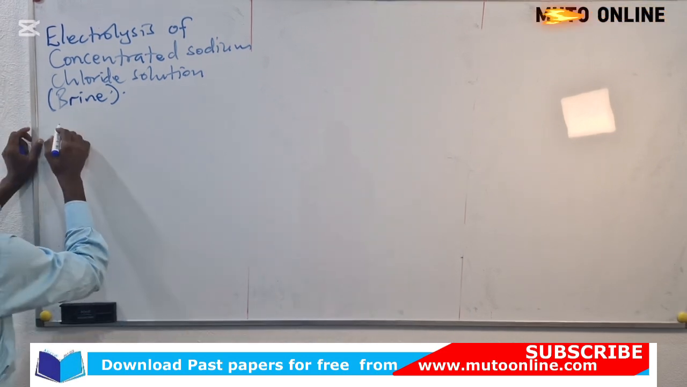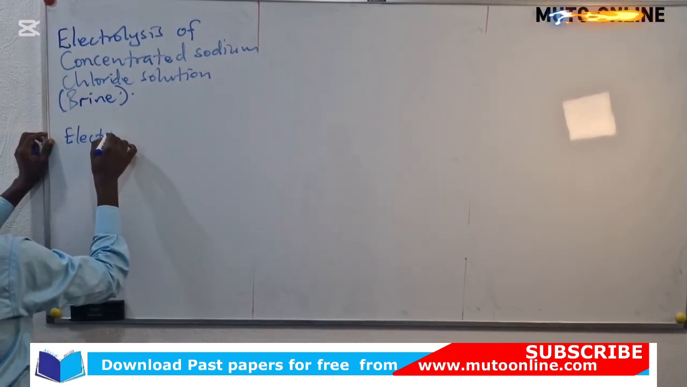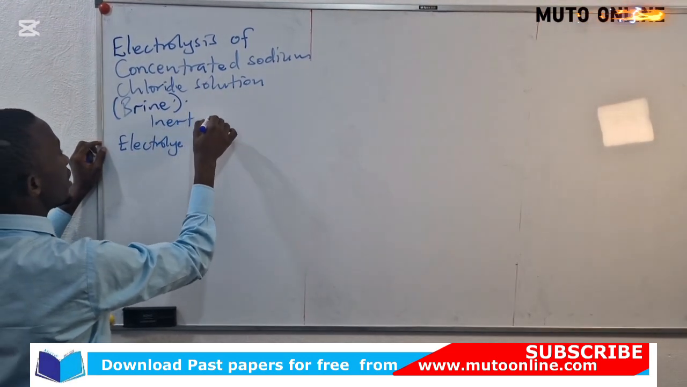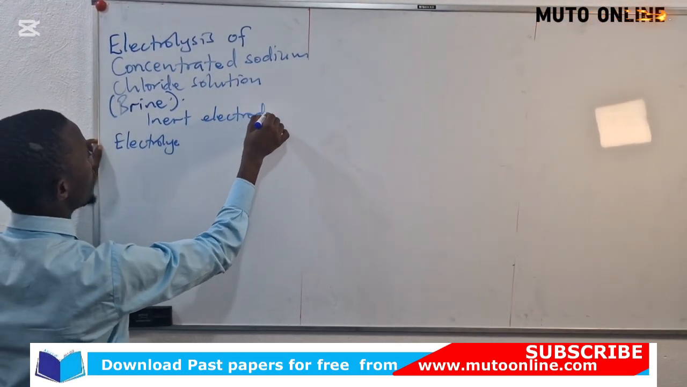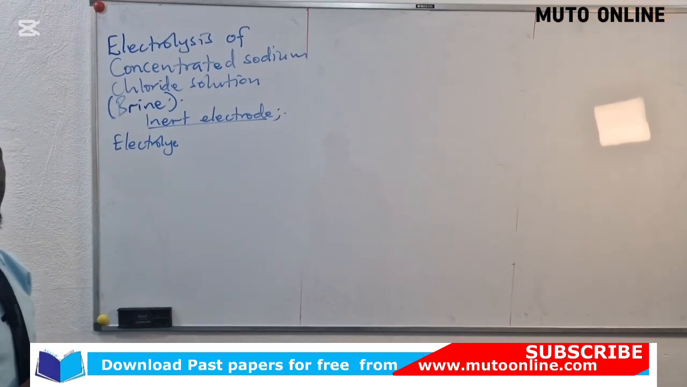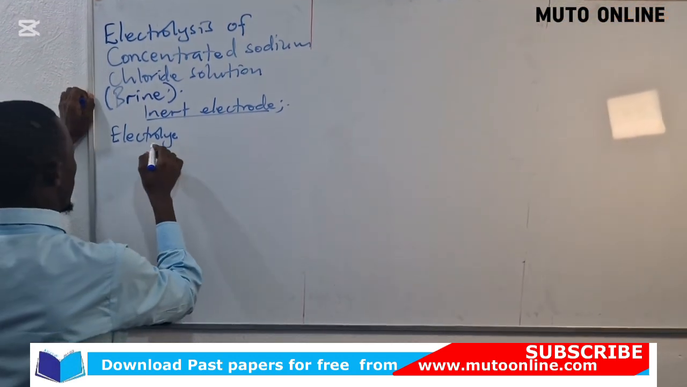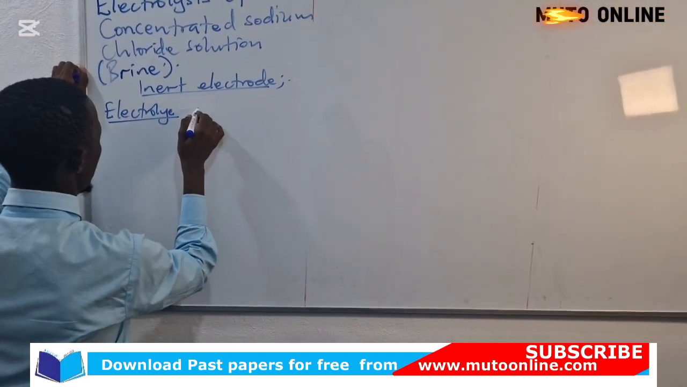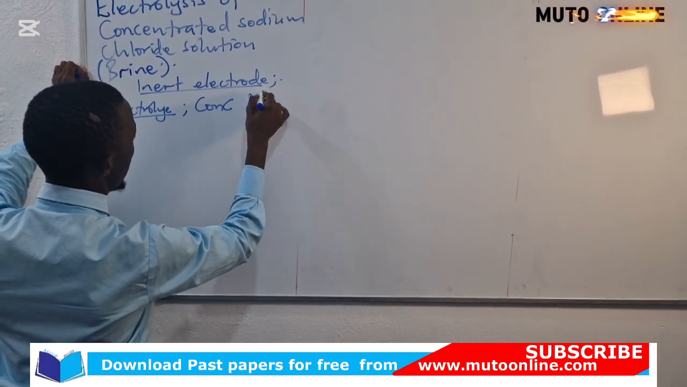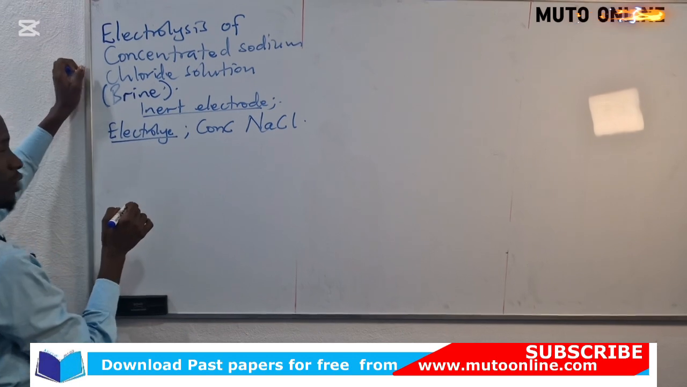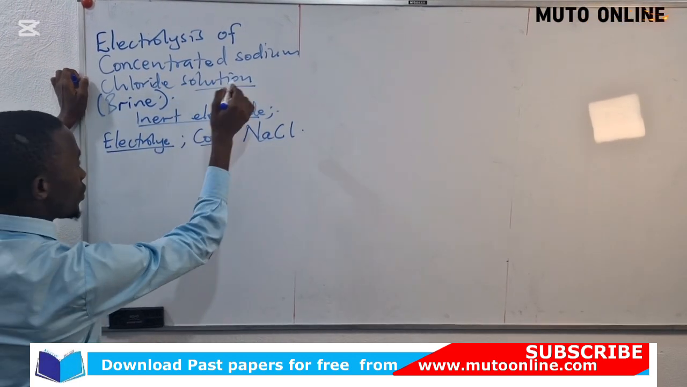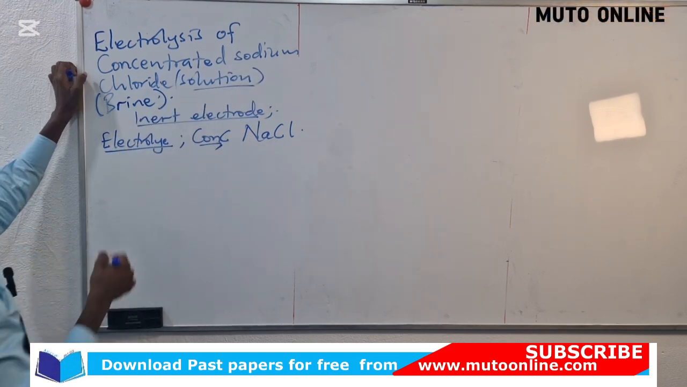In this electrolyte, we are assuming we are using inert electrodes, inert anodes and cathodes. The electrolyte is concentrated sodium chloride. This means that yes, it is concentrated, but it is now a solution. Since it is a solution, there is water.